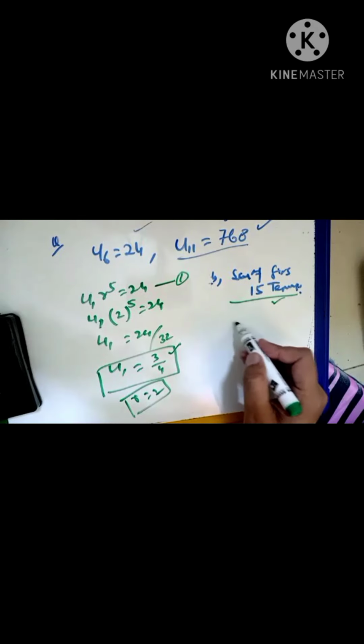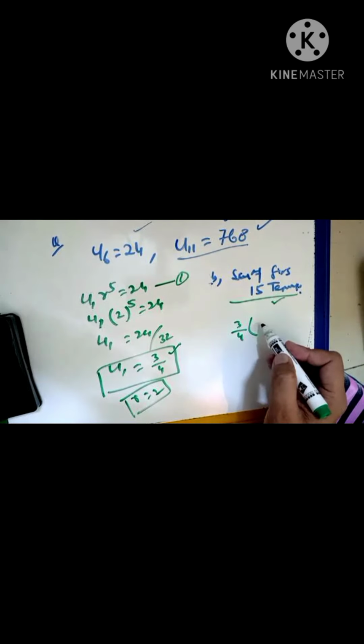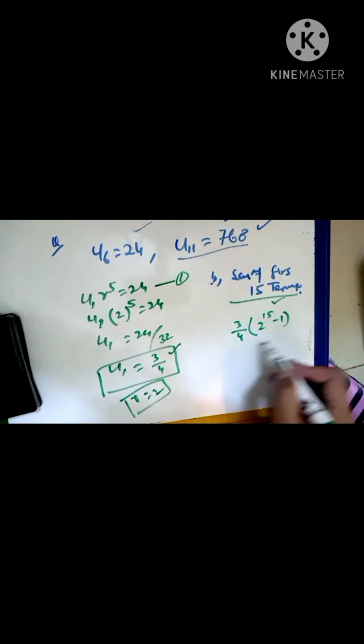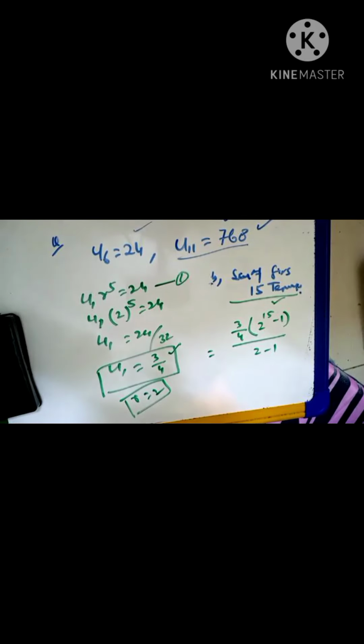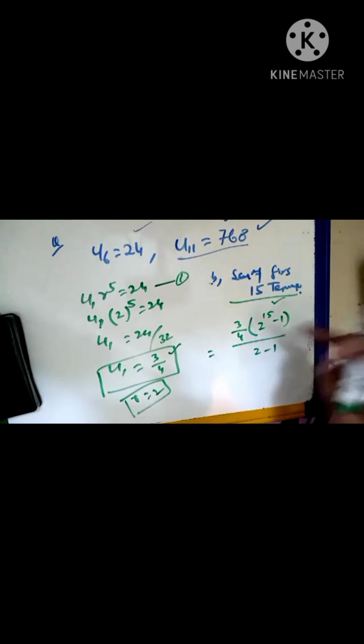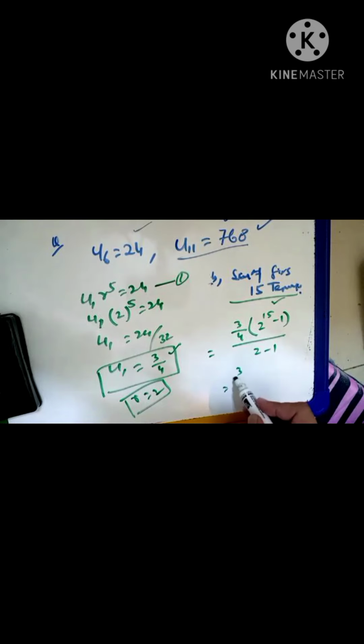I got 98,301 over 4. You did like this: 3 over 4, and 2 raised to power 15 minus 1 over 2 minus 1. Oh, I did 1 minus 2. If you do 1 minus 2, then you have to reverse this one also. Yeah, I did that too. If you write both reversed, no problem.